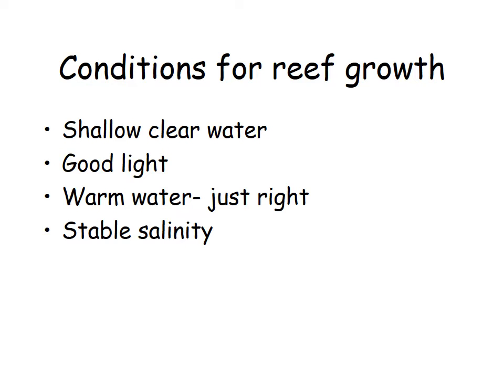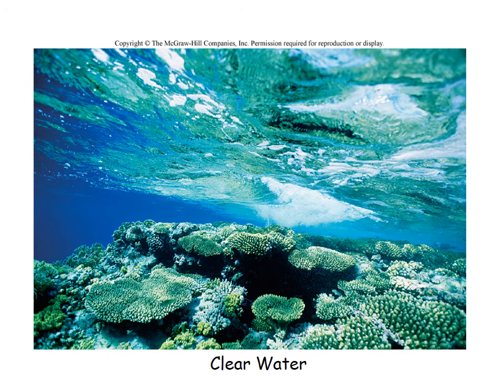So, the conditions for reef growth: clear, shallow water, good light penetration for photosynthesis, warm water, and a nice stable salinity is going to make it so our coral reefs can grow. Okay, you can see here, clear water. When we were in Catalina, a couple of days, we had really clear water. When we were leaving, the sediments were coming in. So the algae that lives in the Catalina area shows less growth when there's more sediment floating in the water.